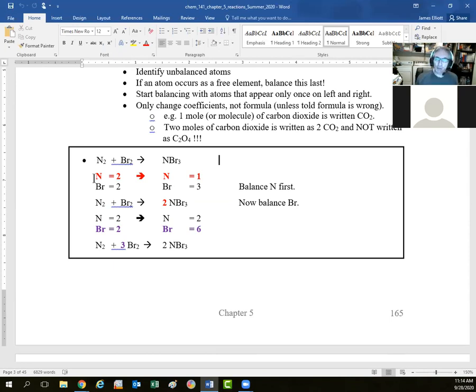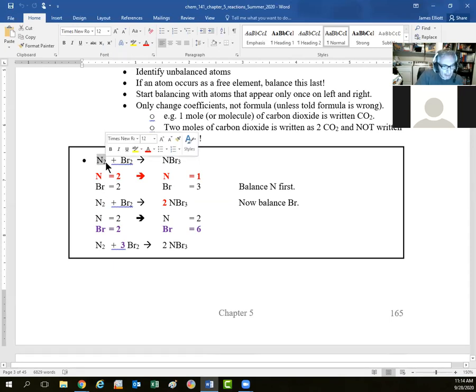Okay, so we're only changing the coefficients, the numbers in front of the chemical formula. So for example here, we've got 2 atoms of nitrogen going into the reaction, but there's only one atom of nitrogen in that molecule of NBr3 coming out. For the bromine, there's 2 atoms of bromine in the bromine liquid, but there's 3 atoms of bromine coming out of the reaction. So we need to balance, and I've just chosen to balance nitrogen first.